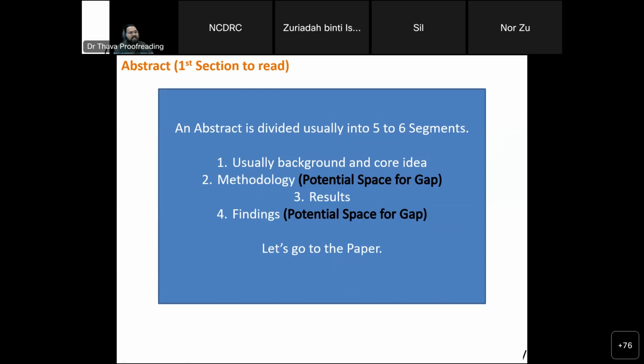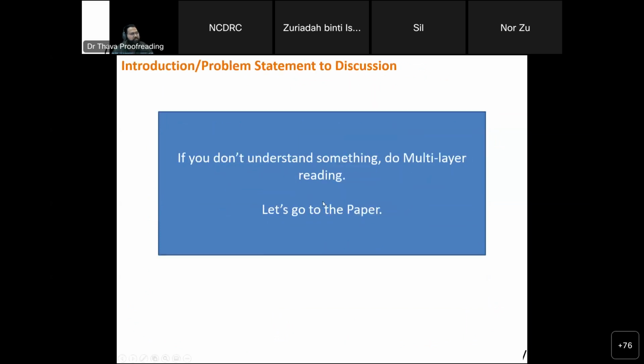Okay, we start with the abstract. Abstract, then we go to the conclusion, then we go to the main content. You'll be like, why go from abstract to conclusion? That's how you're actually supposed to read a paper. That is the best technique. From the abstract, you can connect straight to the conclusion.